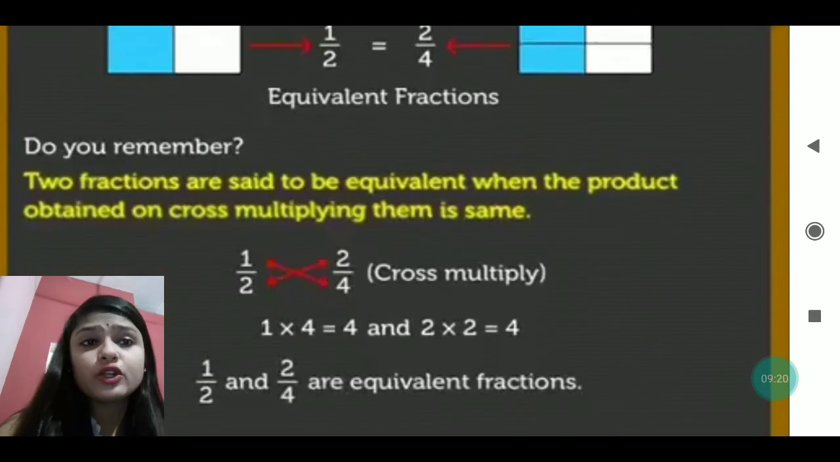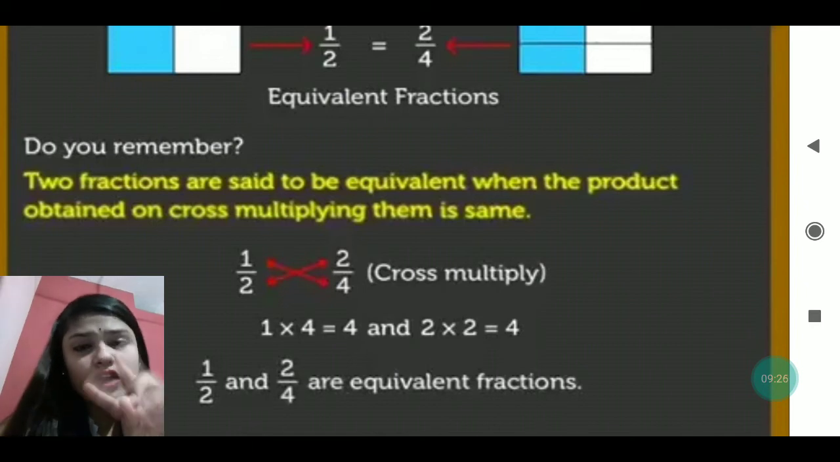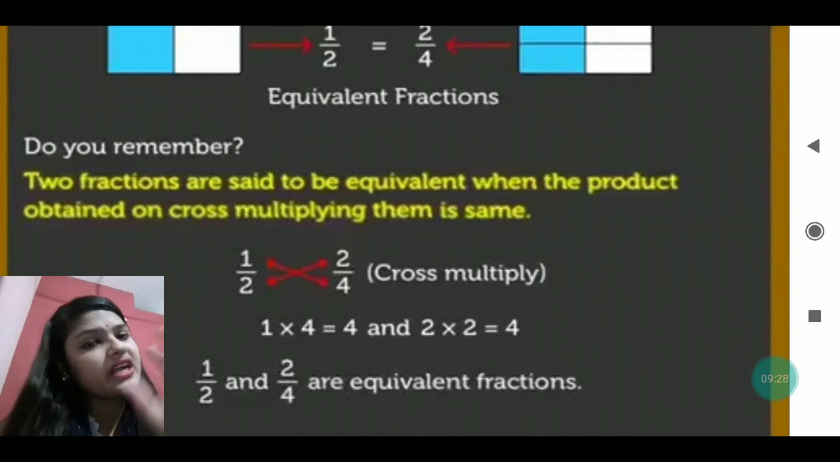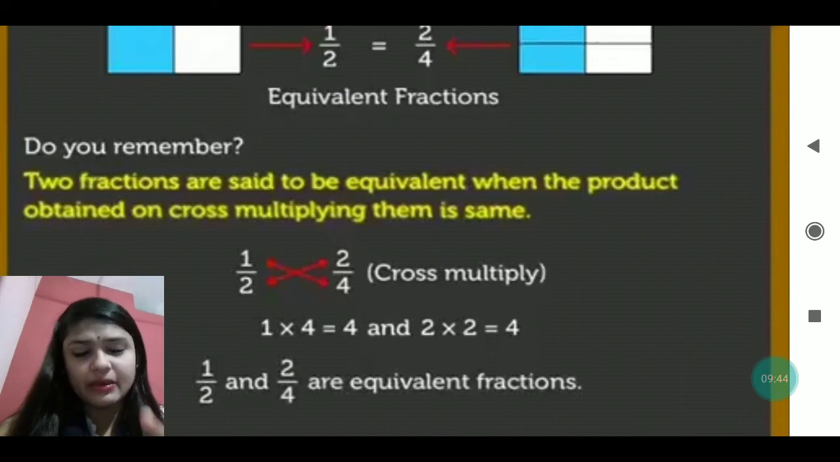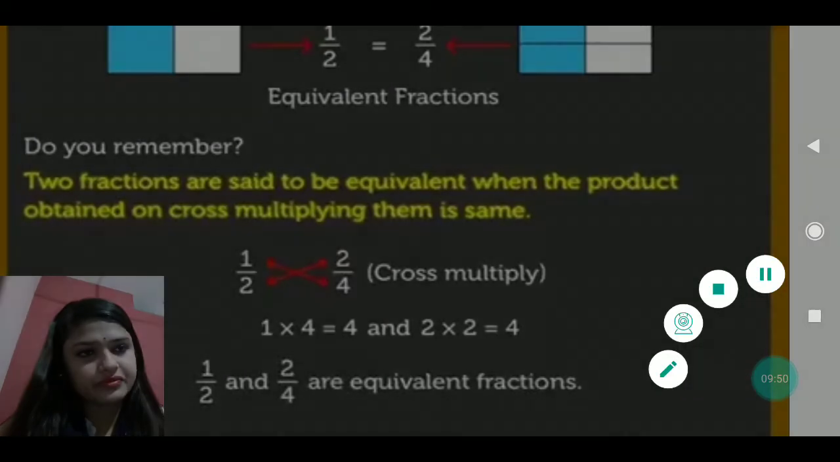Two fractions are said to be equivalent when the product obtained on cross multiplying them is the same. Like 1 into 4 we are doing, and 2 into 2. So 1 times 4 is 4 and 2 times 2 is 4. So the product is coming 4 by 4, the same product. So when we are cross multiplying and the product is coming the same, they are considered as equivalent fractions.